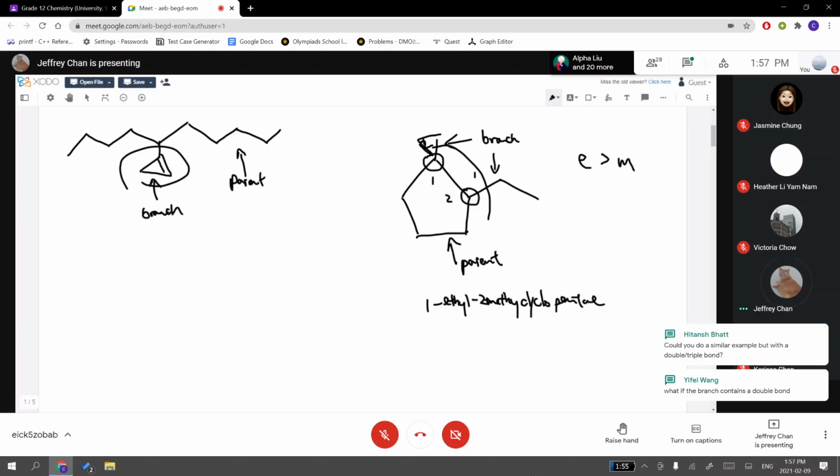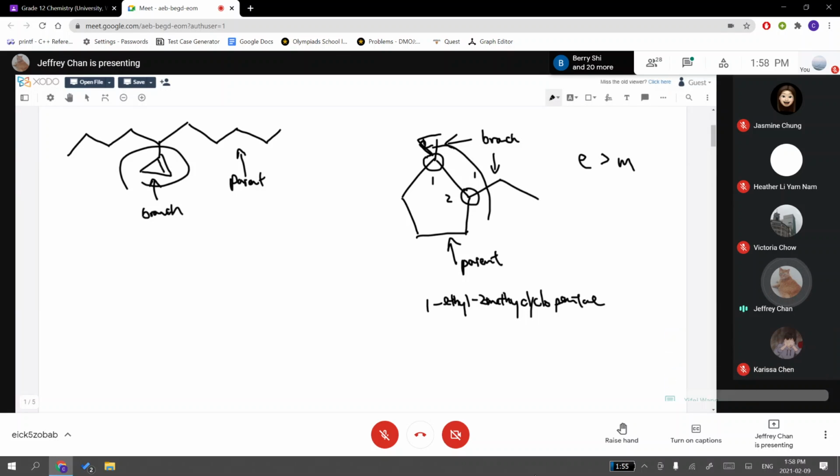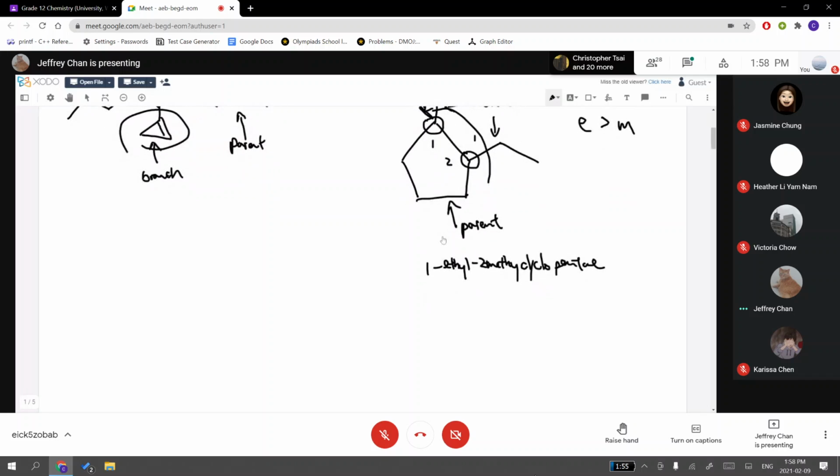If they're the same, then you go for the alphabetical order. Sure, we can do a similar example. So if the branch contains a double bond, then the double bond takes priority. Okay, so let's do a double bond example first.